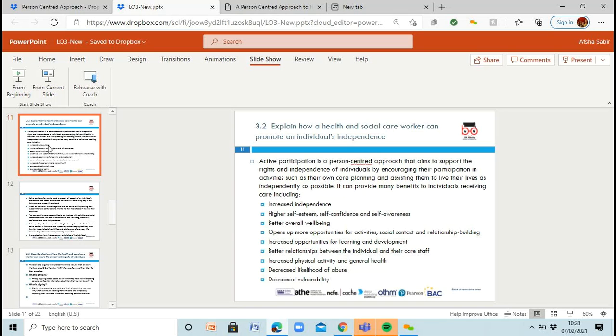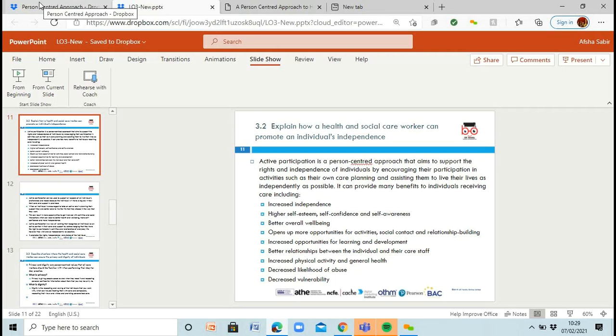It also gives increased opportunities for learning and development. They can learn new skills. They can develop their own physical self. It helps you get better relationships between the individuals and the care staff. So you might be pushing them to do something, but overall it's for their own best. And then you're only doing it to the limits that they can actually cope with. And it will promote your relationship with each other.